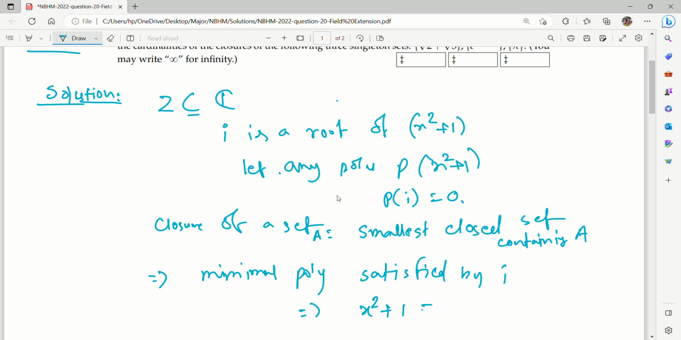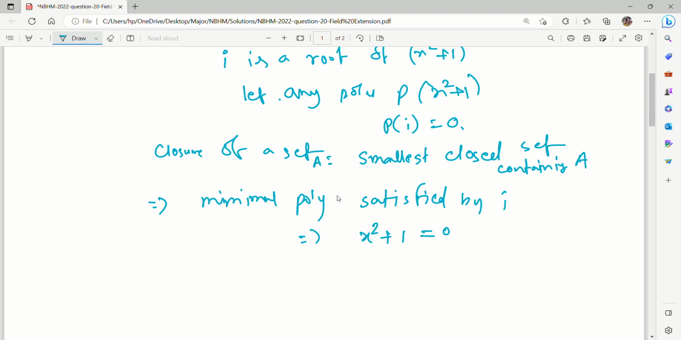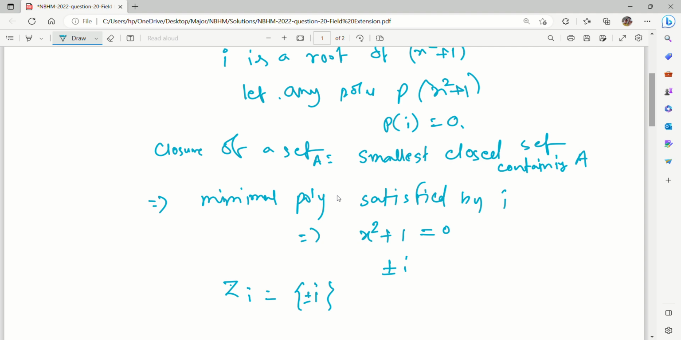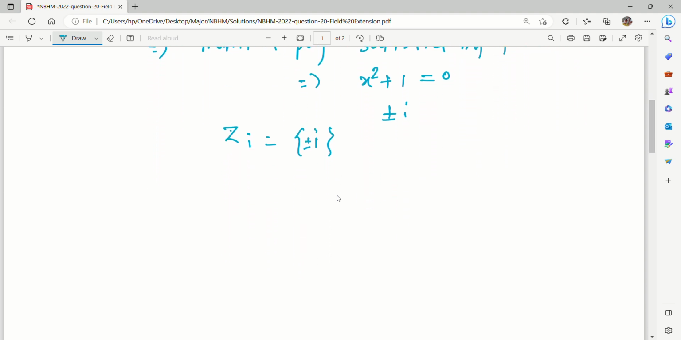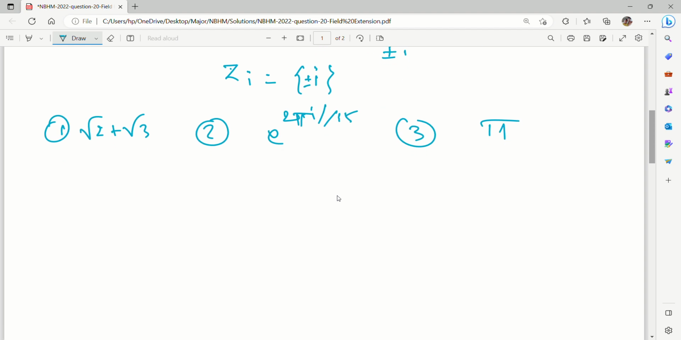And what are the roots of x square plus 1 equal to 0? This is plus minus I. So we got that the closure of {I} is nothing but {plus minus I}. Similarly, in the question they have asked to find out the closure of root 2 plus root 3, e raised to 2 pi I by 15, and the number pi. So first, we come to the first one.